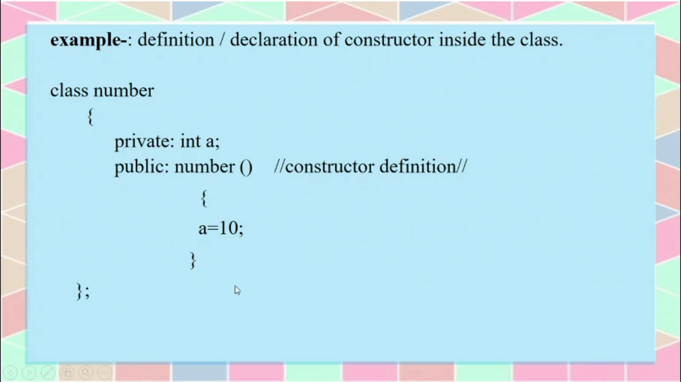And this member function will be executed when we declare an object for the class. Understand? So in the main program, when we declare an object for this class number, automatically this constructor member function will be executed and a will get the initial value as 10. Then close the floor bracket, semicolon. This is how we will declare a member function like constructor member function inside the class.